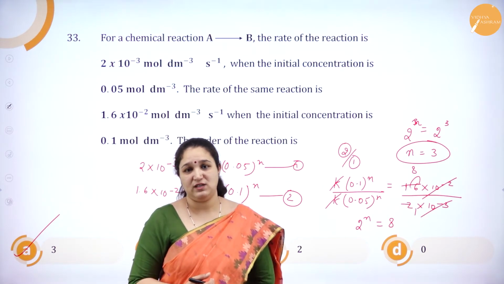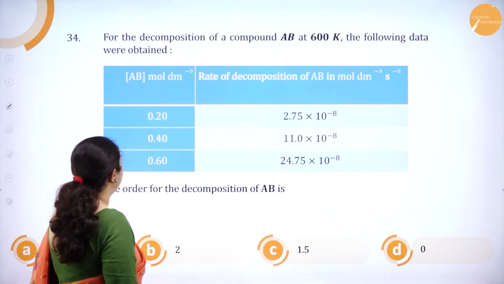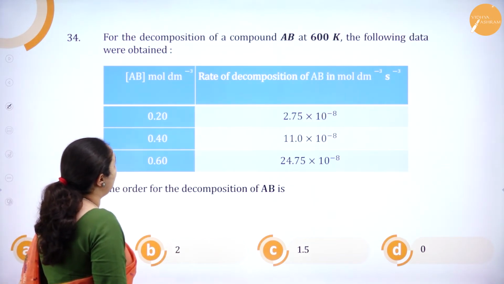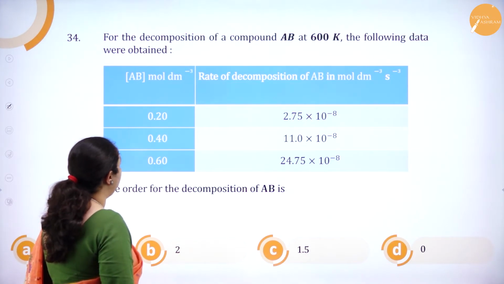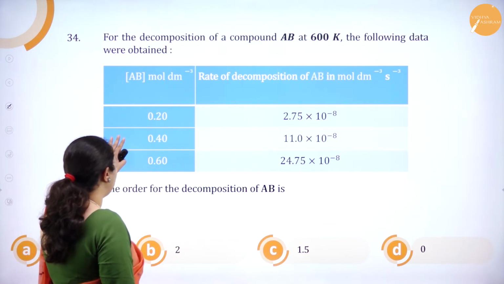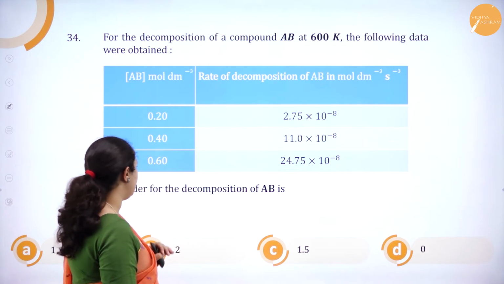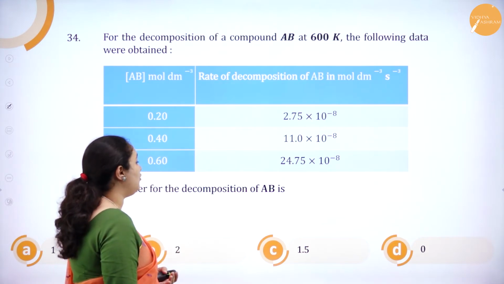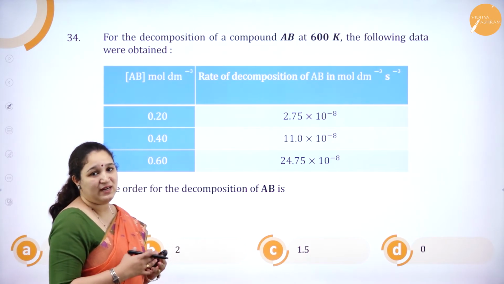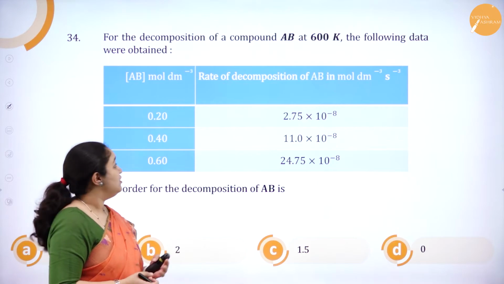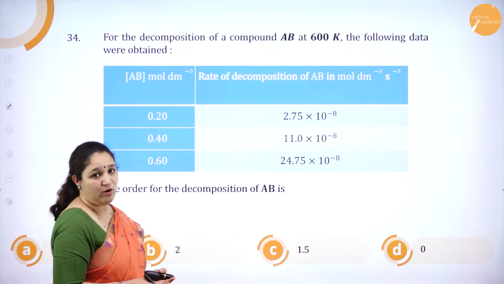So I hope you have understood how to solve this. We'll go to the next question. For the decomposition of the compound AB at 600 Kelvin, the following data were obtained. That is, the number of moles per dm cube is given, and the rate of decomposition, the rate of the reaction, is given. The order of decomposition of AB, we have to find out. So what is happening here? AB is getting decomposed. Okay, so they've given the initial molar concentrations and the rate accordingly.